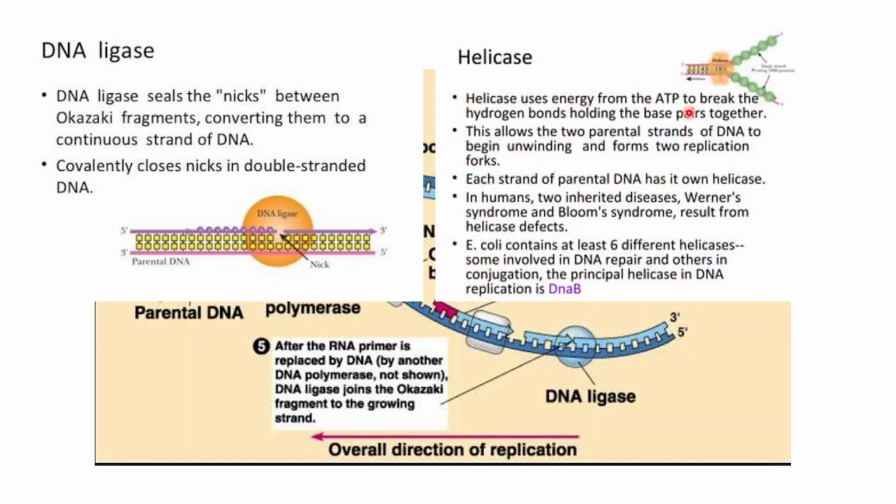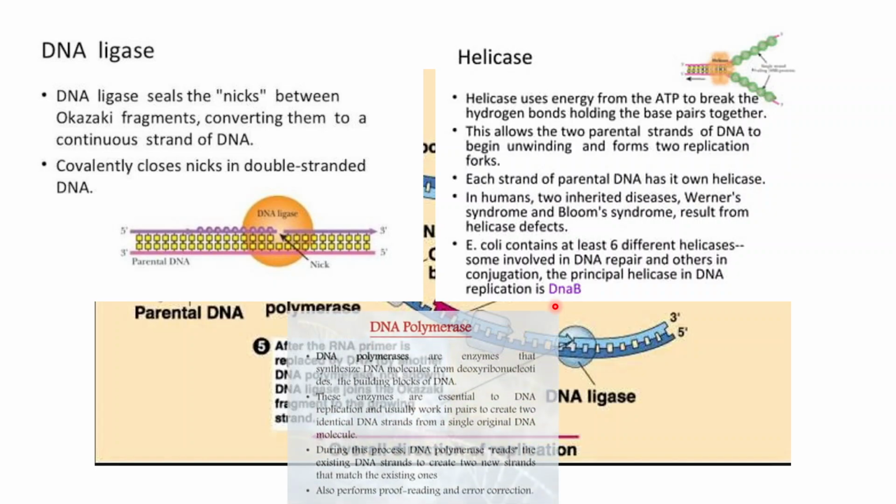Helicase uses the energy from ATP to break the hydrogen bonds holding the base pairs together. This allows the two parental strands of DNA to begin unwinding and forms two replication forks. Each strand of the parental DNA has its own helicase. In humans, two inherited diseases, Werner's syndrome and Bloom's syndrome, result from helicase defects. E. coli contains at least six different helicases, some involved in DNA repair and others in conjugation. The principal helicase in DNA replication is DnaB.